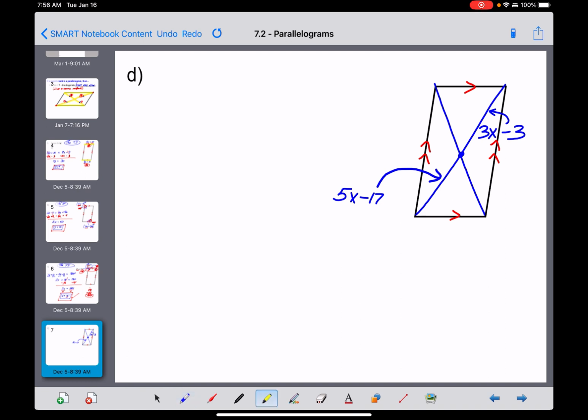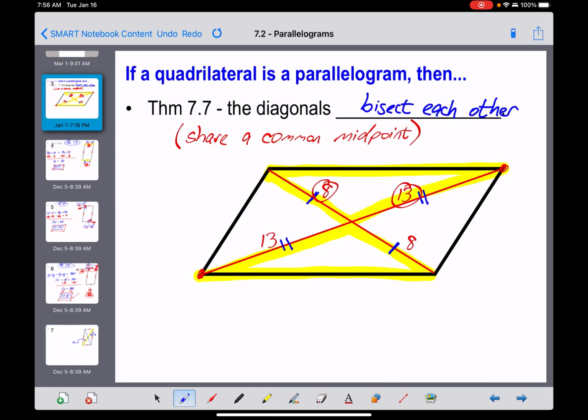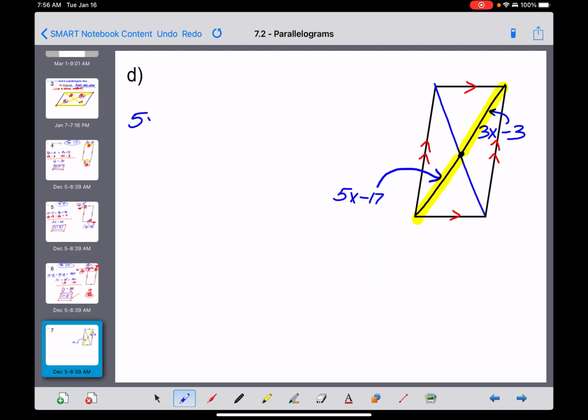And what's going on now is the length of one of these half diagonals is 5x minus 17, and the other half of the same diagonal is 3x minus 3. So if we were to jump back to theorem 7.7, that's the only theorem here that deals with the diagonals of a parallelogram, and it tells us that those diagonals bisect each other. So if this piece was 13, this piece would have to be 13. The two halves of one diagonal have to be congruent to each other. So we would set 5x minus 17 equal to 3x minus 3.